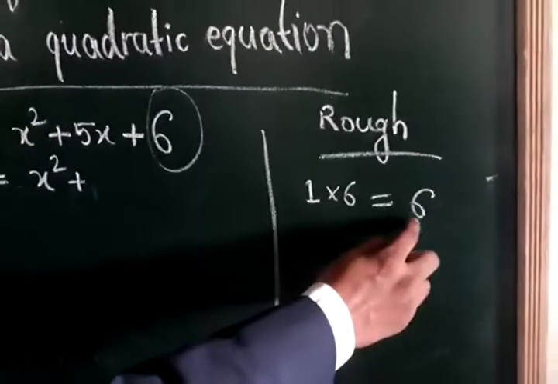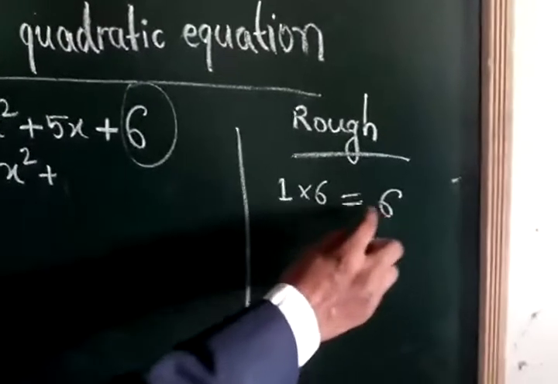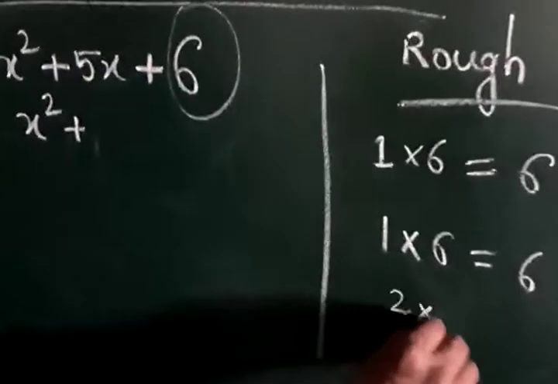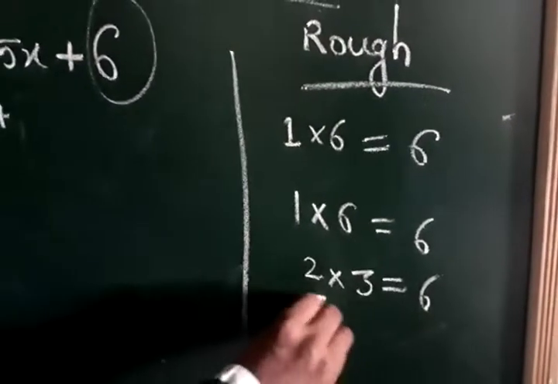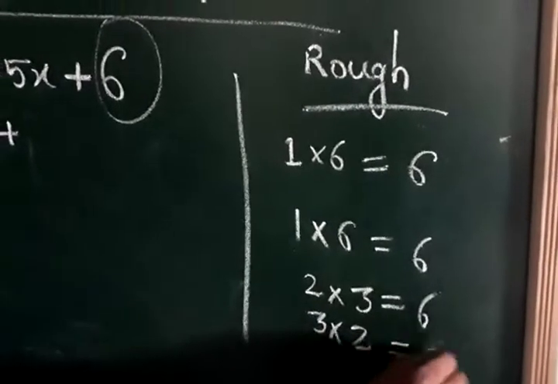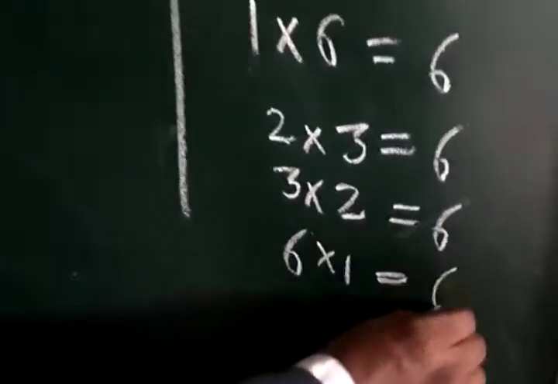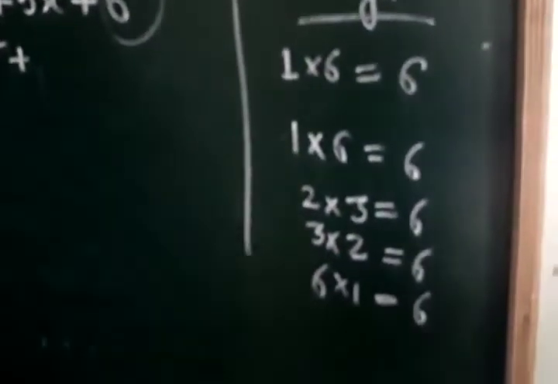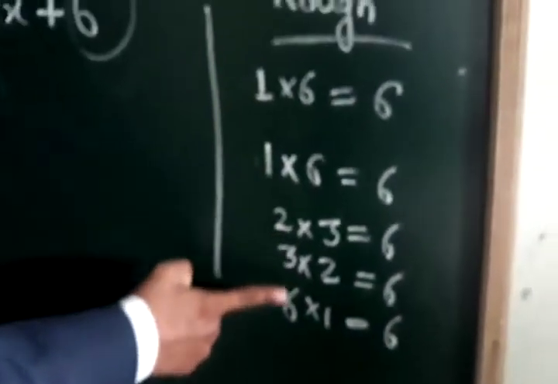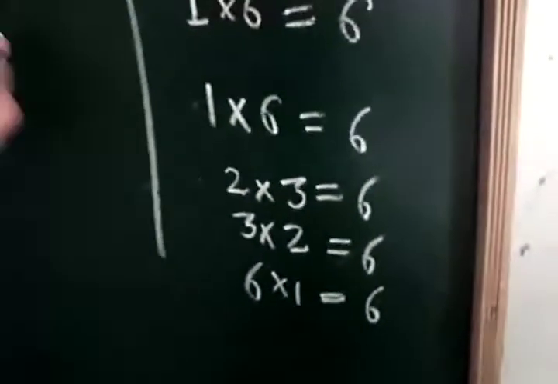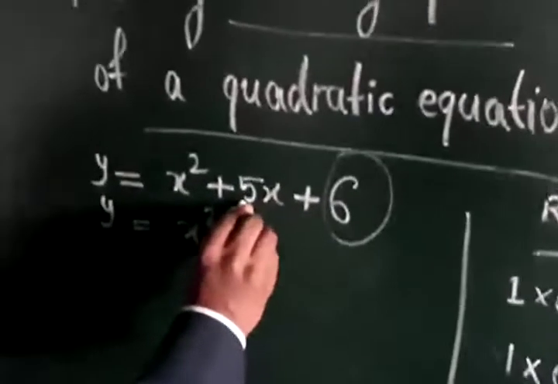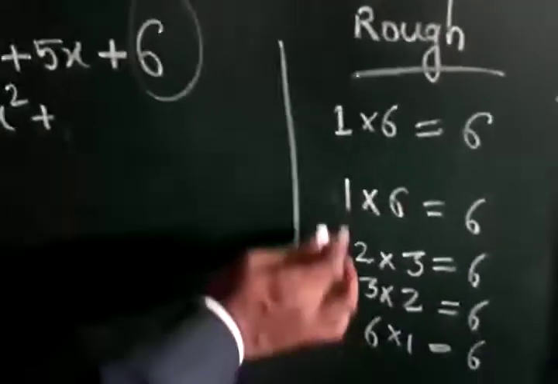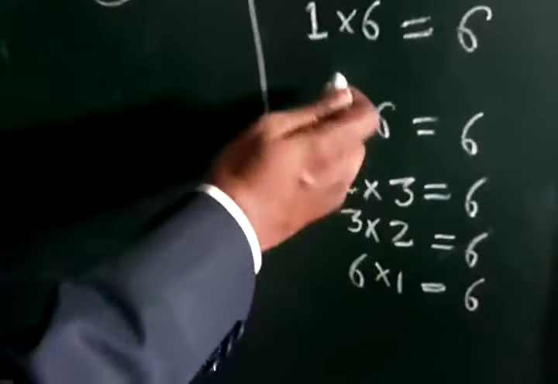Now we need to find all the factors of 6. So 1 into 6 is 6, 2 into 3 is 6, 3 into 2 is 6, and the last one, 6 into 1, is 6. So here we can see that we have 4 factor pairs, and we need to find the coefficient of x. Here the coefficient of x is 5. So how can we get 5 by addition or subtraction using these two factors?